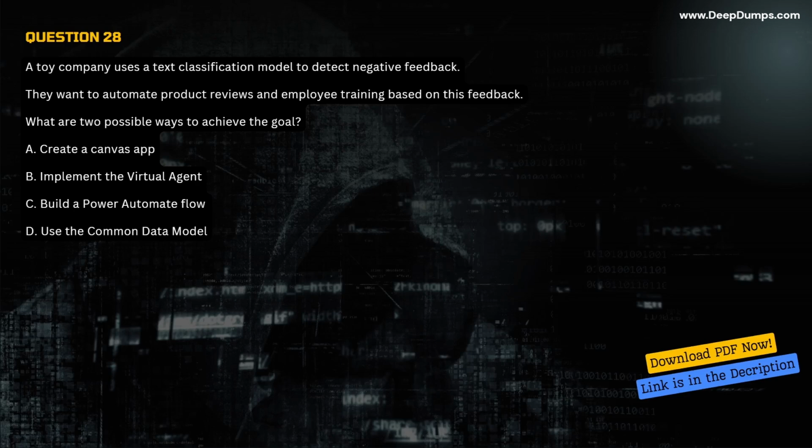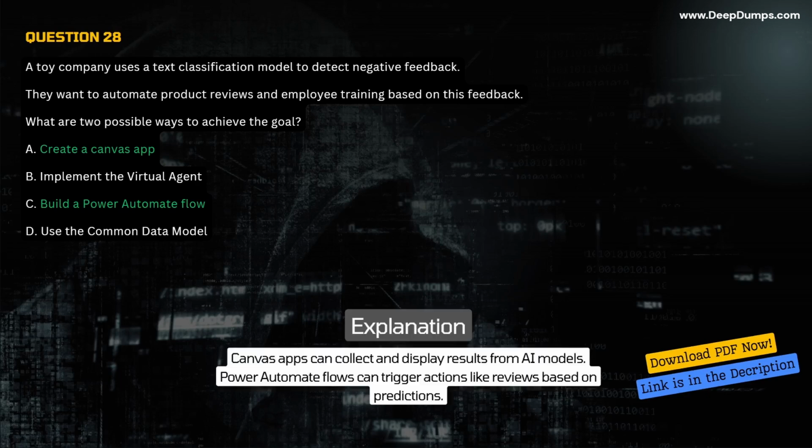A. Create a Canvas app. B. Implement the virtual agent. C. Build a Power Automate flow. D. Use the common data model. Correct answer A and C. Create a Canvas app. Build a Power Automate flow. Explanation. Canvas apps can collect and display results from AI models. Power Automate flows can trigger actions like reviews based on predictions.